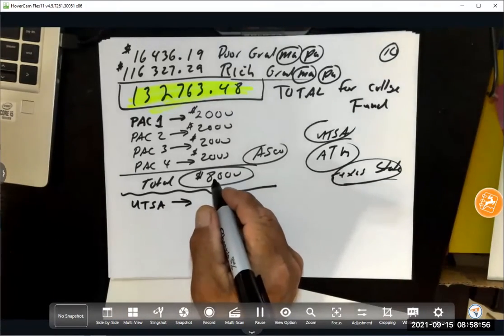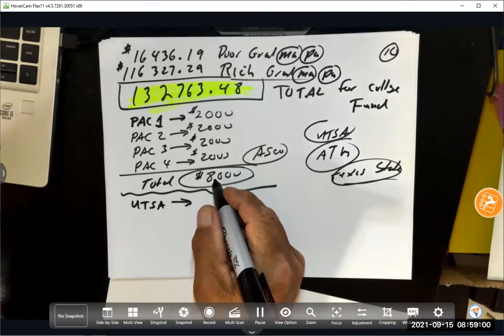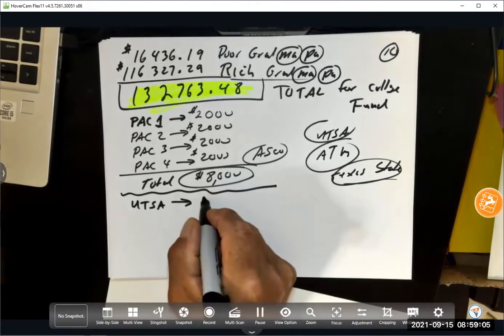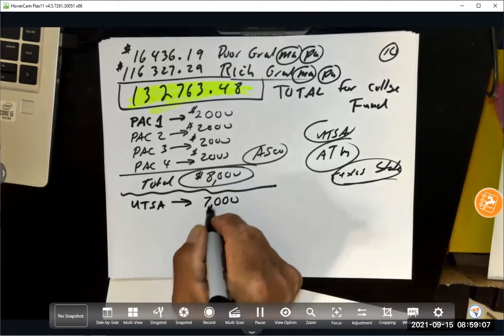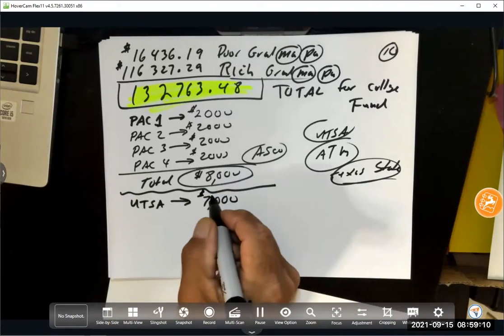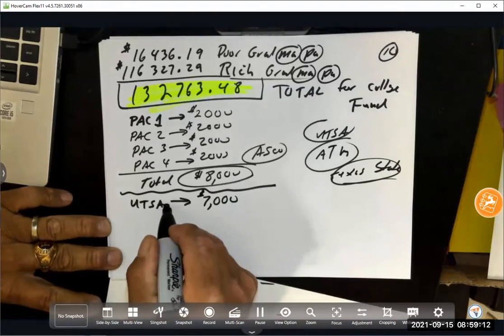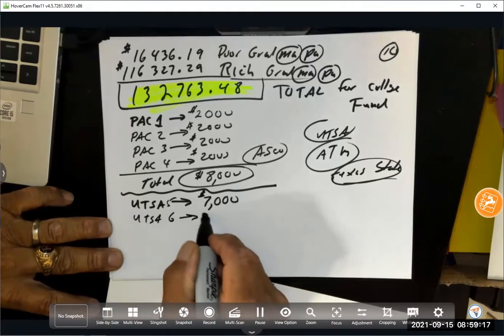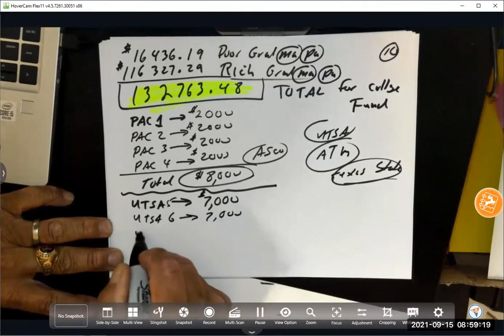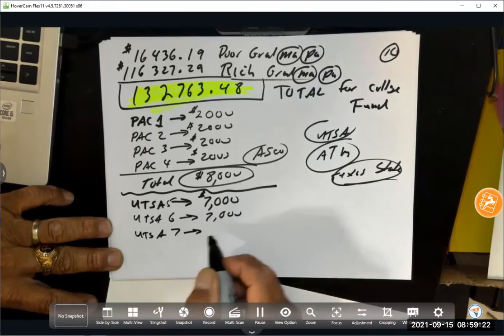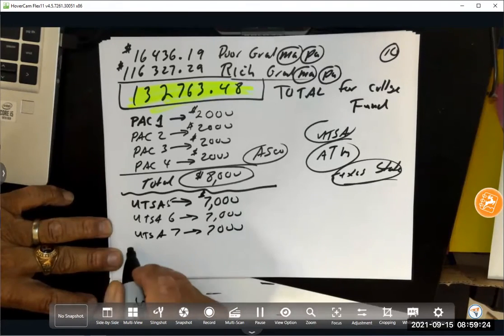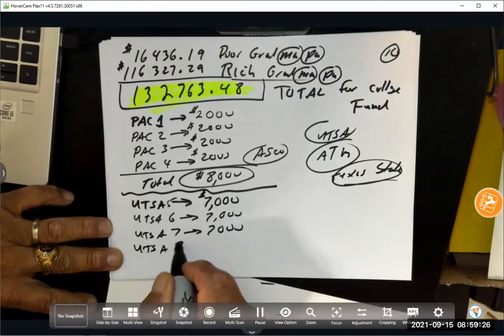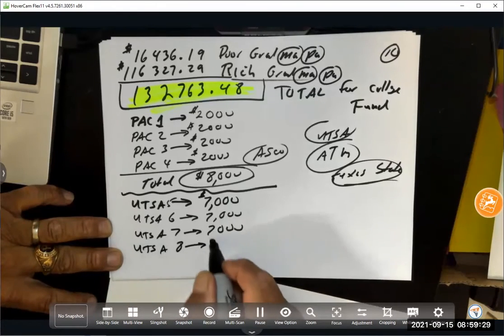Ooh, man, I'm gonna guess every semester at UTSA is like 8,000. Let's say $7,000. You go to UTSA one semester, you need to give them $7,000. Semester number 5, then semester number 6, another 7,000 more. Semester number 7, another $7,000. And 8th semester, you finish your bachelor's, another 7,000.